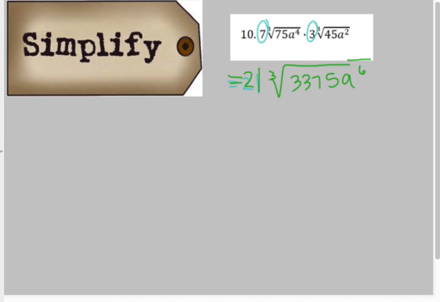And now on your calculator, if you try the cubed root of 3,375, I would really like for you to try that. It should tell you that it's 15. Okay, and then a to the 6th. So it's really 6 divided by 3, which gives me a squared. So I just have to take 21 times 15, which gives me 315 a squared.